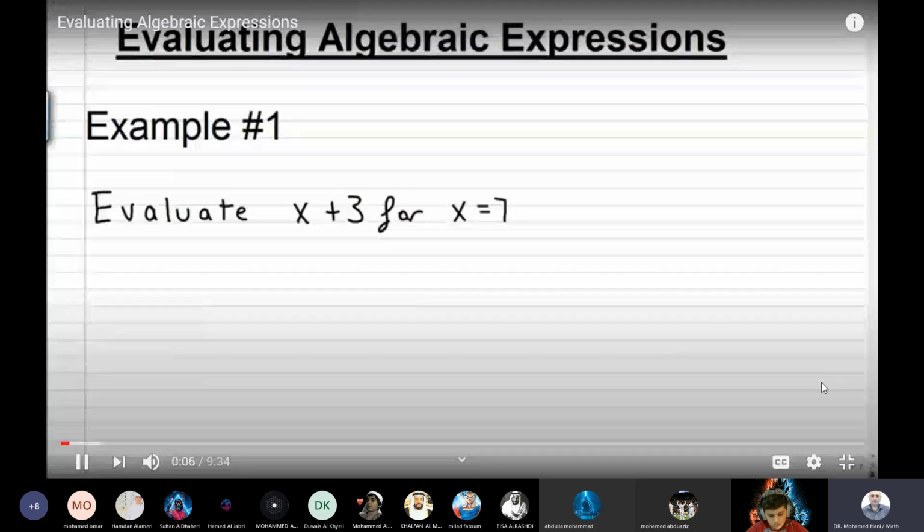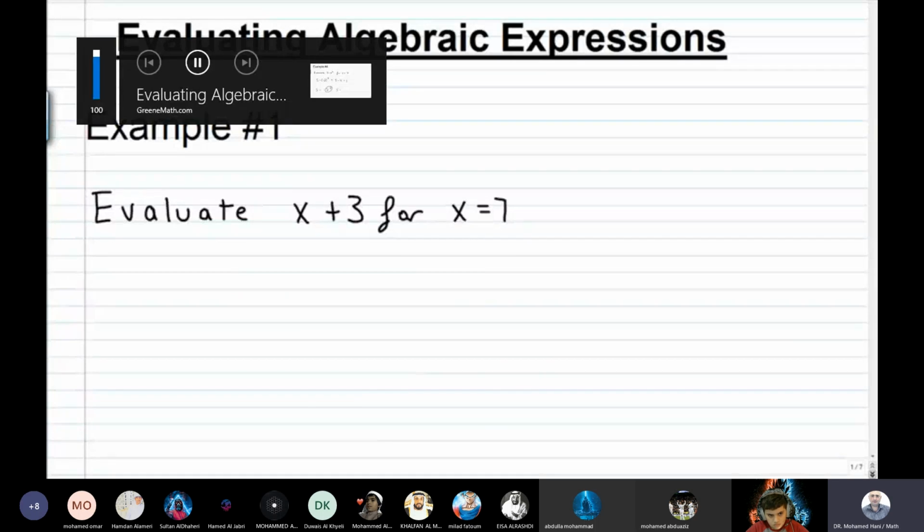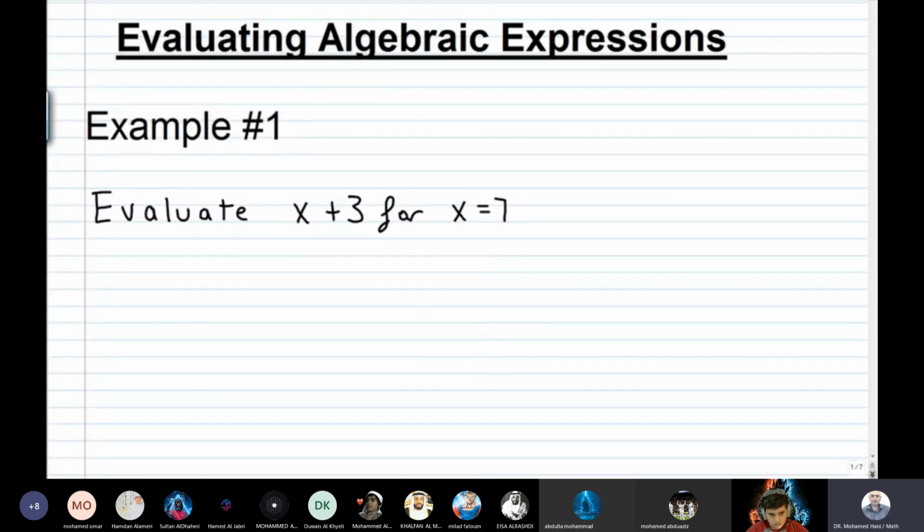All right, in this lesson, we're going to talk about evaluating algebraic expressions. You'll recall in the previous lesson that we simplified some very basic algebraic expressions, so this is just the next step. We evaluate an algebraic expression by replacing the variable, or sometimes variables, in our expression with the given value or values, and then we just simplify.